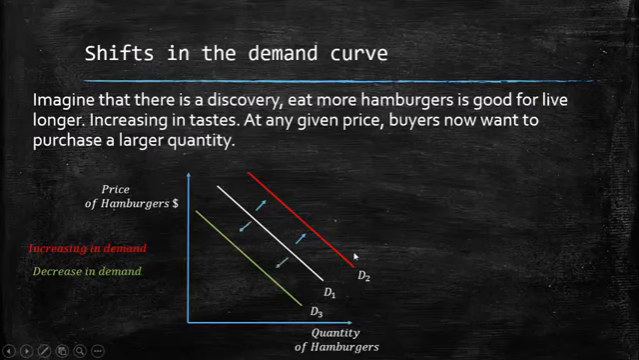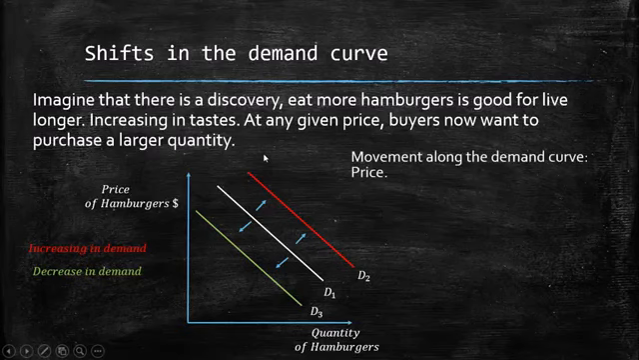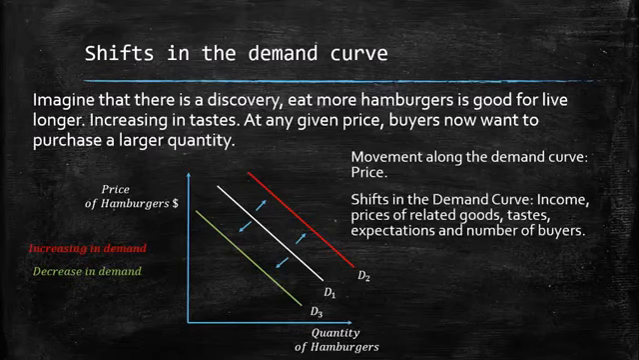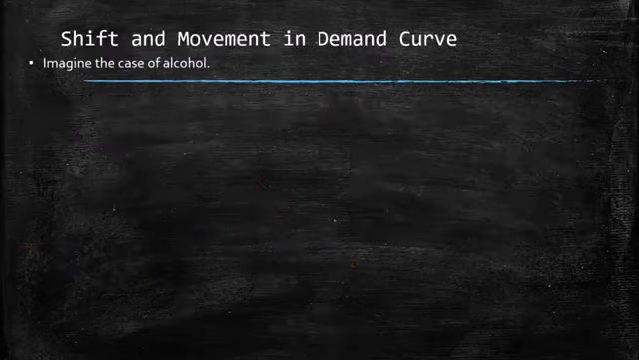In the other case, imagine the hamburger may cause a big disease. So in this case, it is going to be a decrease in demand. It's going to be D3. So these are the shifts in the demand curve. So when we talk about movement along the demand curve, it is just because of a change in price. But shifts in the demand curve are given because of income, prices of related goods, tastes, expectations, and number of buyers. Okay, that's it.